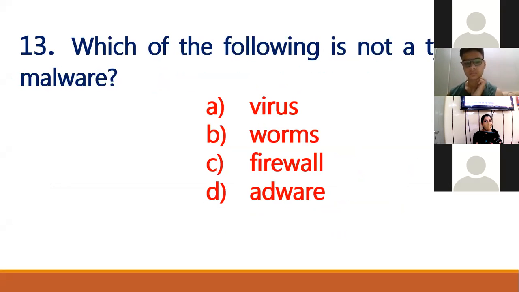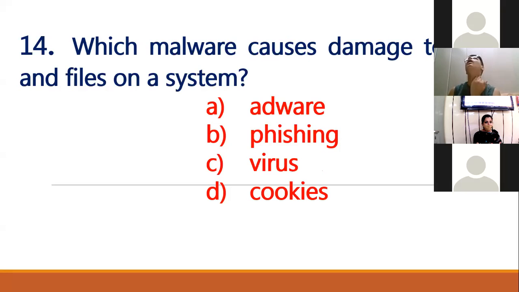Which of the following is not a type of malware? Virus, worms, and adwares belong to malware. So firewall is a technique. Right, so this is not a type of malware. Which malware causes damage to the data and files on the system? Adware, phishing, virus, cookies.